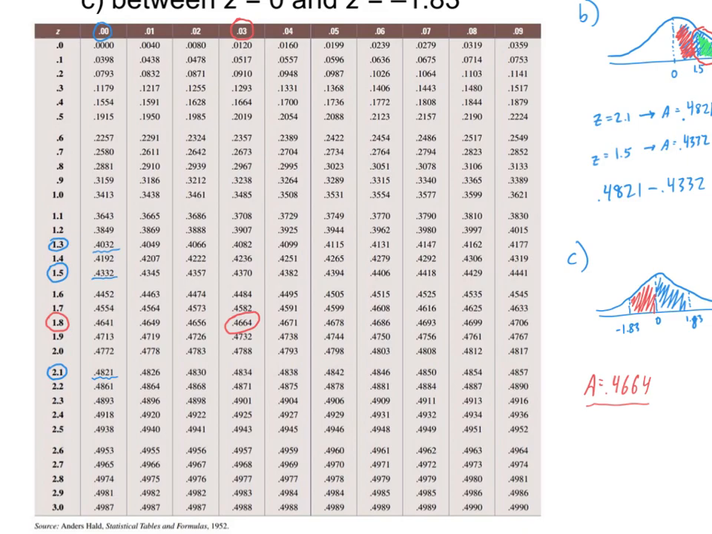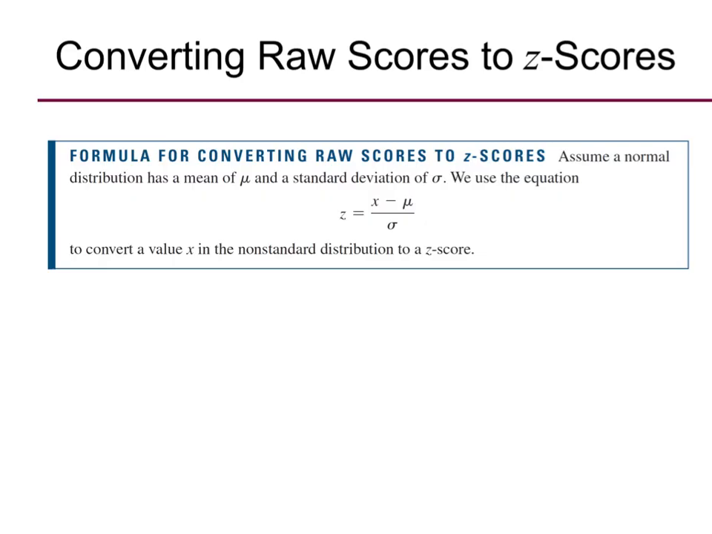Good. The last part of this video deals with converting raw scores to z-scores. So if I have a raw score, if I have a score from some data set, how do I find the z-score that corresponds to that? Well, we get this fancy schmancy formula, z equals x minus mu over sigma. So I take my data point, subtract the mean, divide by the standard deviation.